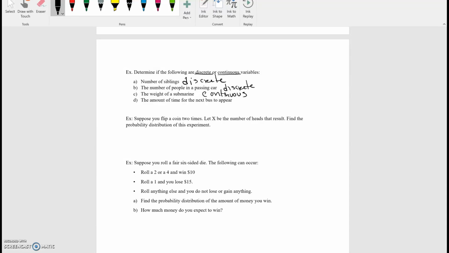And then the amount of time for the next bus to appear. We're looking at time in this case, and time itself is continuous, so it would make sense for it to be continuous. Many of you may think it's discrete, and it is discrete in some sense, but we need to make sure that if I can add decimals and fractions here, then I know I'm dealing with a continuous random variable.